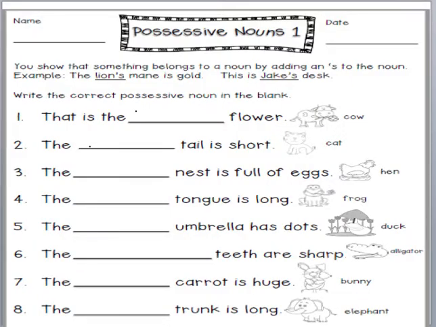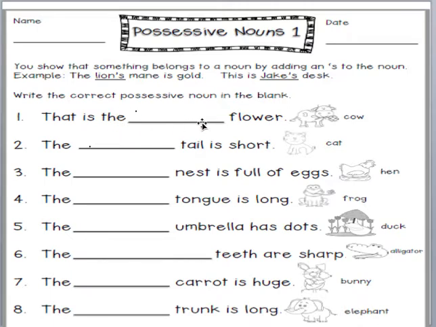Here is another activity. You show that something belongs to a noun by adding an apostrophe S to the noun. Example, the lion's mane is gold. Whose mane is gold? The lion's. This is Jack's desk. Whose desk is it? It is Jack's desk. Now write the correct possessive noun in the blank.